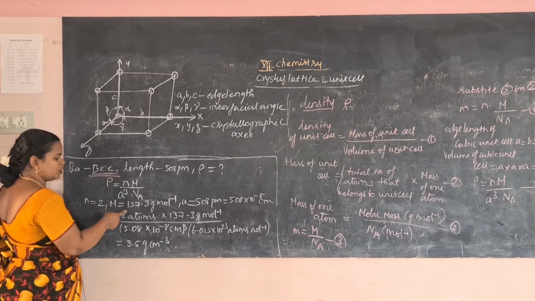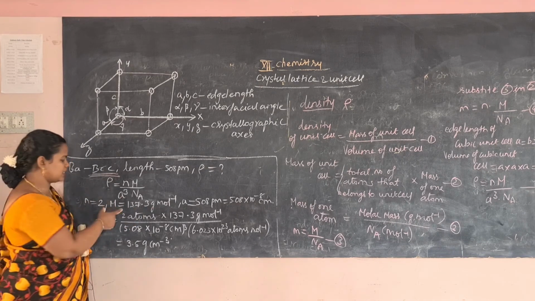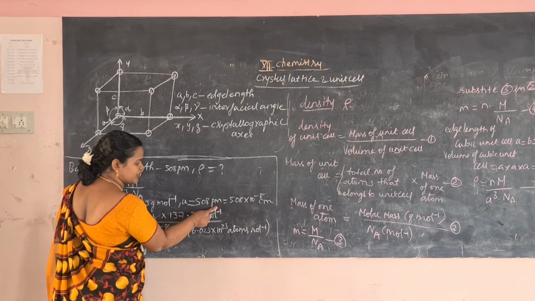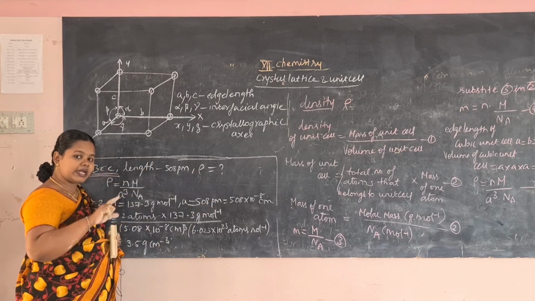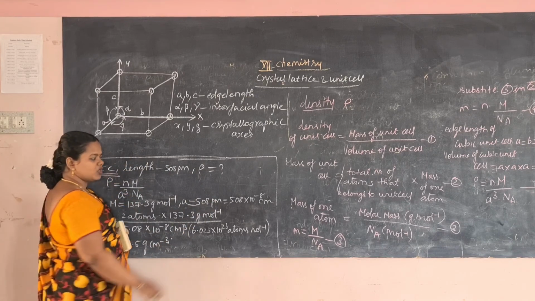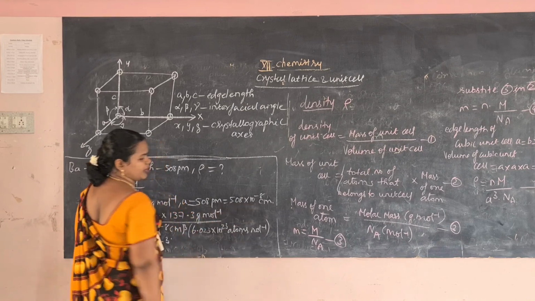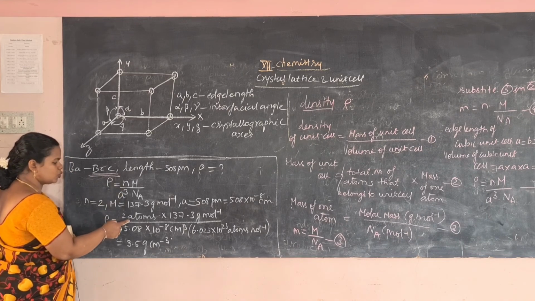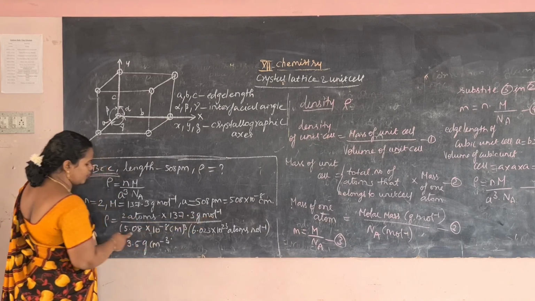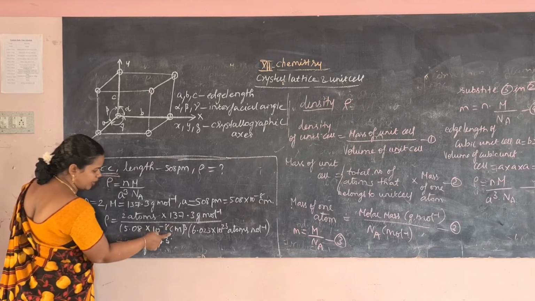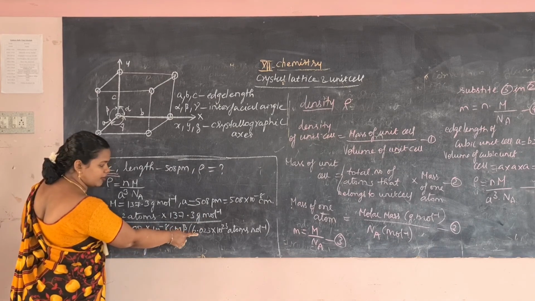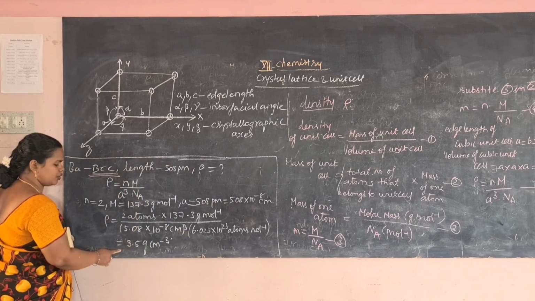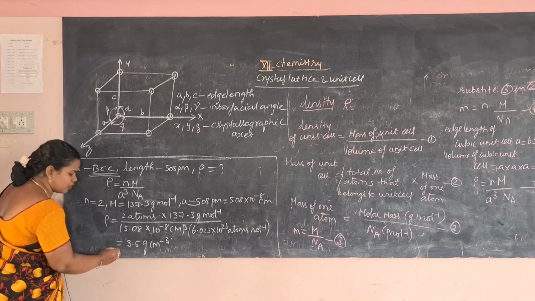Then m is equal to 137.3 gram per mole, that is nothing but molar mass, and here A, that is the edge length, is 508 picometer, and picometer we know is equal to 10 power minus 8 centimeter. So 5.08 into 10 power minus 8 centimeter. So here you substitute all these values in rho. So 2 atoms into 137.3 gram per mole divided by 5.08 into 10 power minus 8 centimeter cube into the Avogadro number, 6.023 into 10 power 23 atoms per mole, and when you substitute you will get 3.5 gram per centimeter cube. It is very easy.